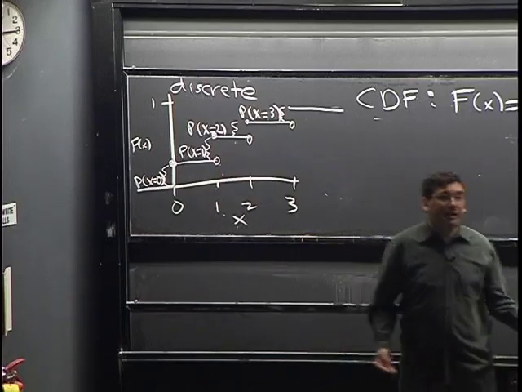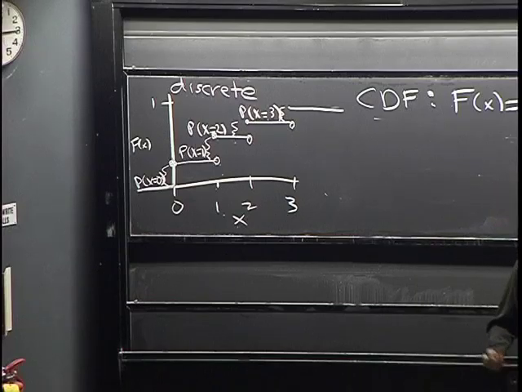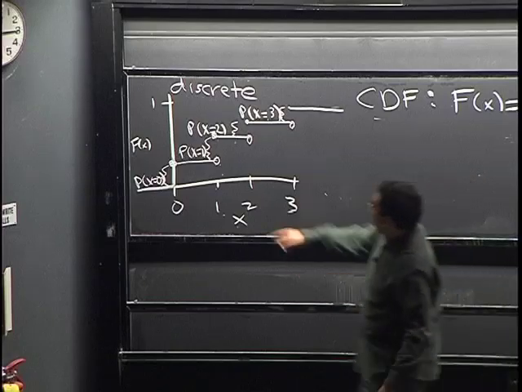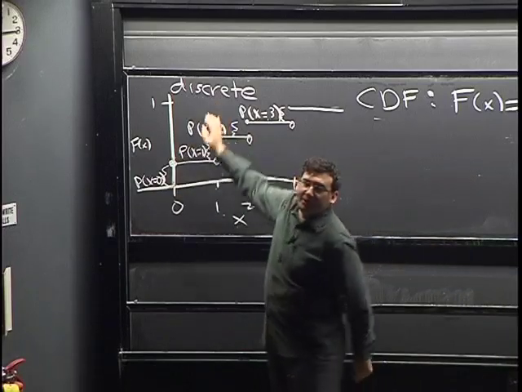What did we say about PMFs? We said they have to be non-negative and they add up to 1. And if you add up all these jumps, that's just saying we're going from 0 up to 1.